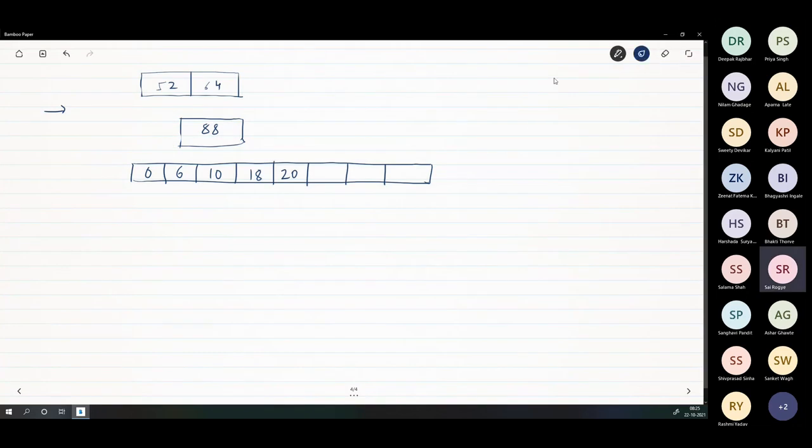Then we'll compare 52 to 88. So we'll write 52. 52 goes away. Then 62 to 88. Then, sorry, 64. And then 88. Okay. So what we did right now, is this clear to everybody?